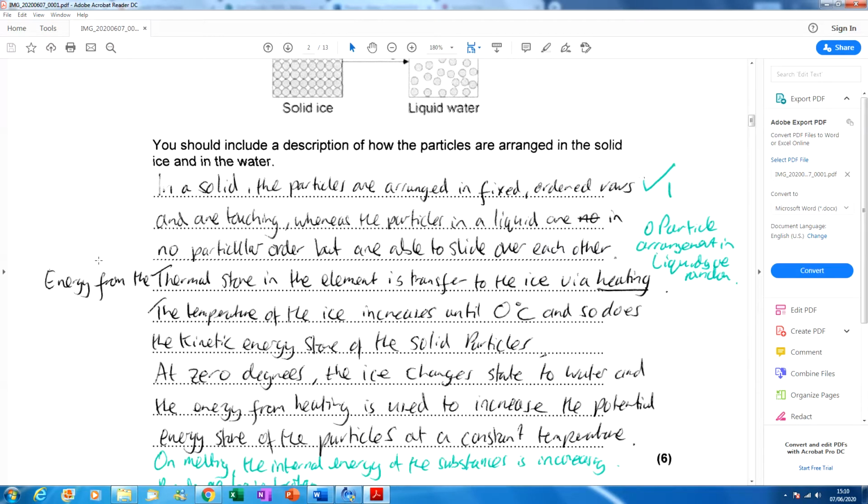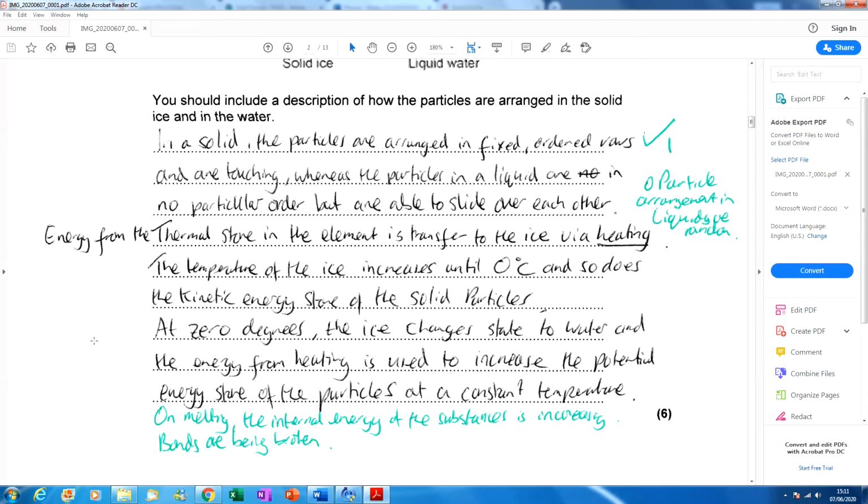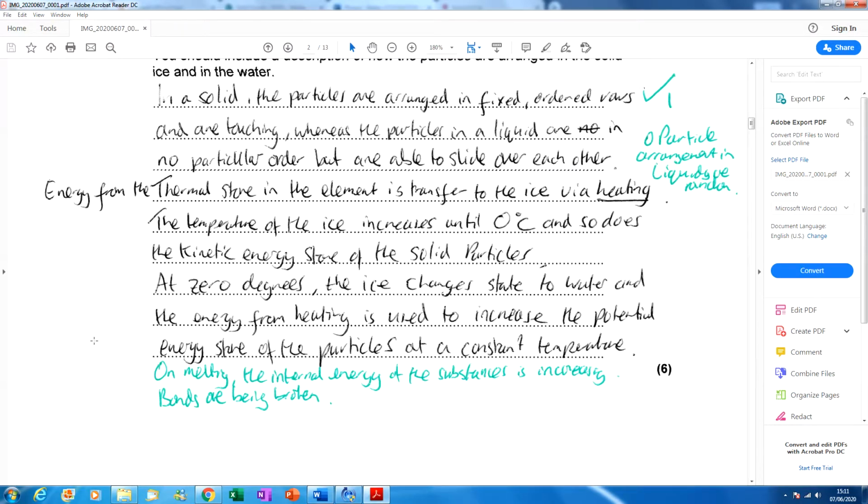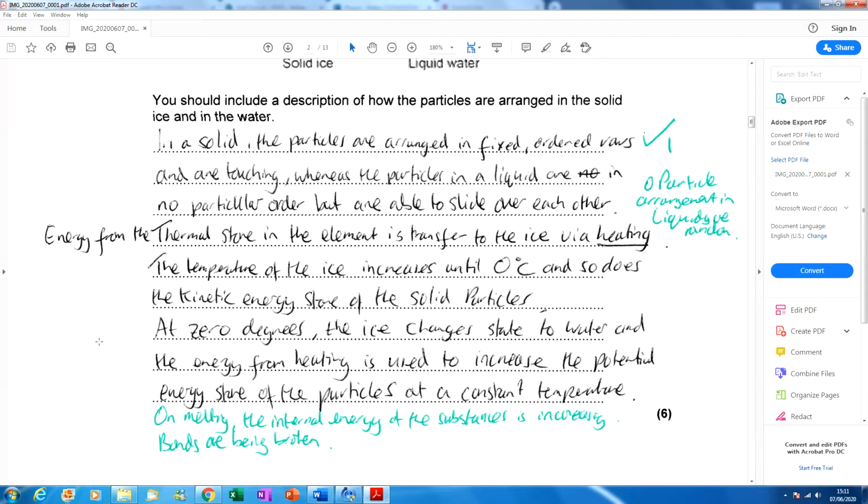Energy from the thermal store in the element is transferred to the ice via heating. The temperature of the ice increases until 0 degrees, and so does the kinetic energy store of the solid particles. At 0 degrees, the ice changes state to water, and the energy from heating is used to increase the potential energy store of the particles at a constant temperature. So it's possible to add in a lot of correct science here.